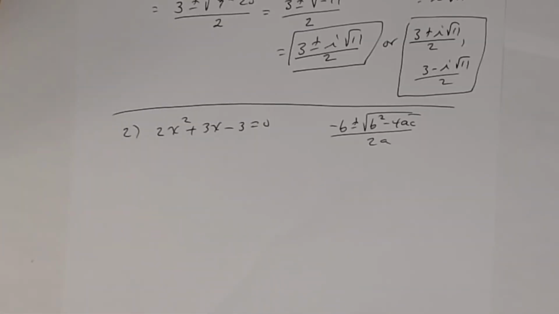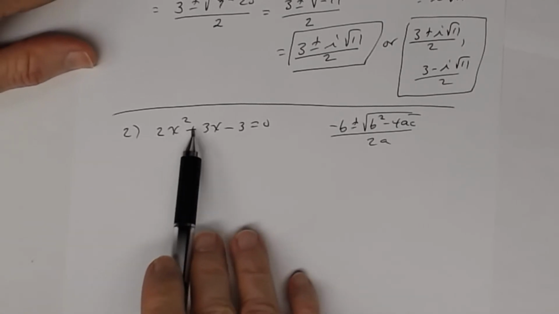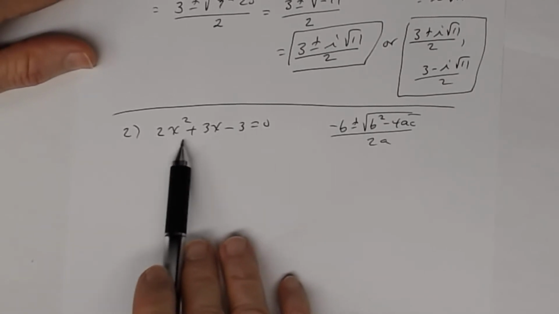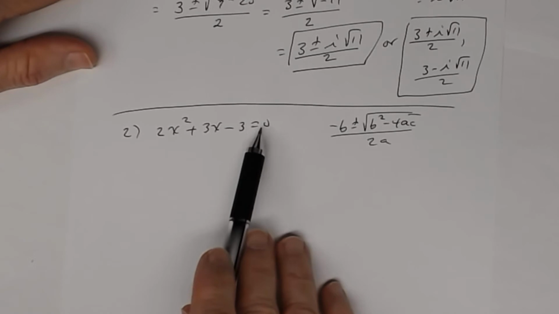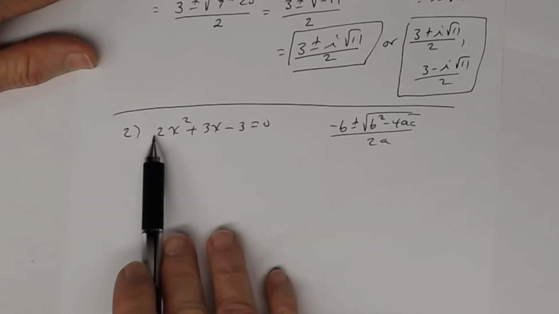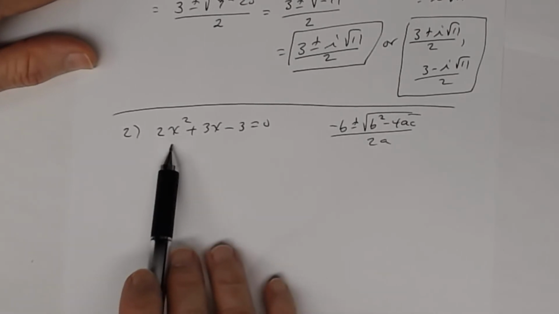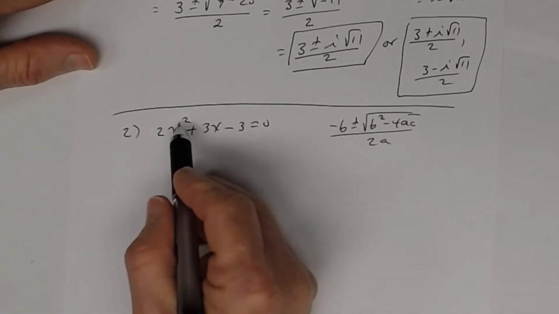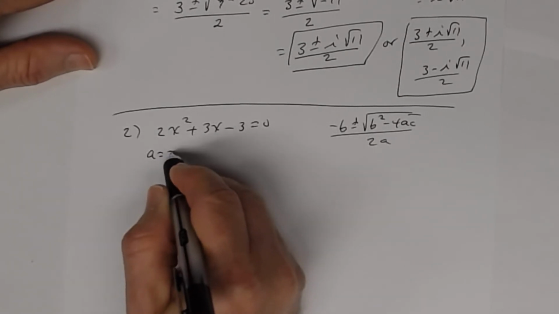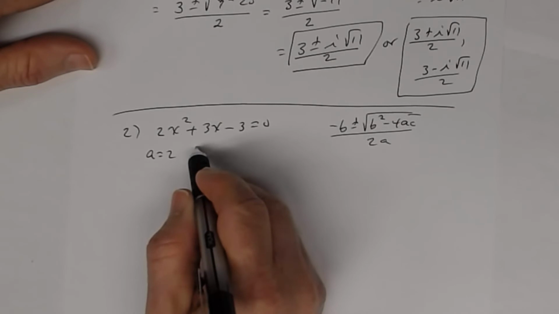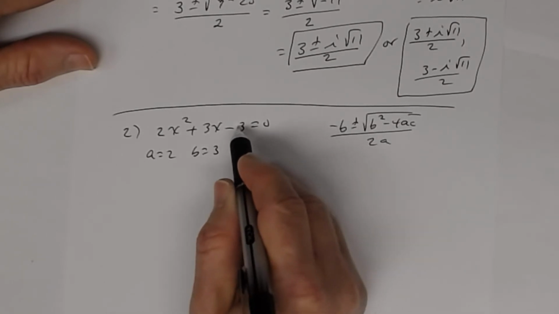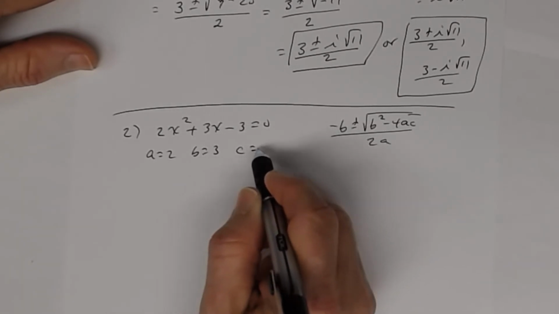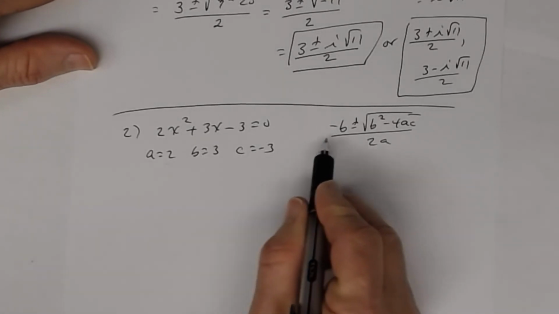All right, and so in number 2, we have 2x squared plus 3x minus 3 equals 0. So this quadratic equation is in standard form. 0 is on one side, and it's in descending order. So a in this case, remember, a is the coefficient of x squared, so a is 2. b is the coefficient of x, which is 3. And c is your constant, which is negative 3. And you're going to take these values and substitute them into the formula.